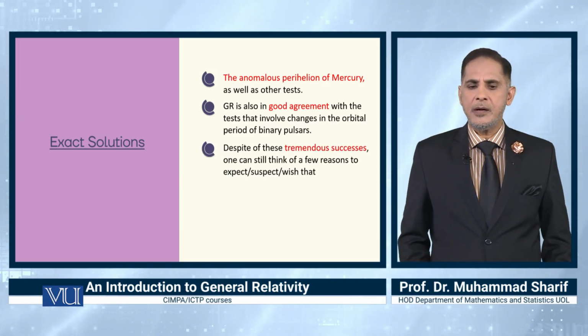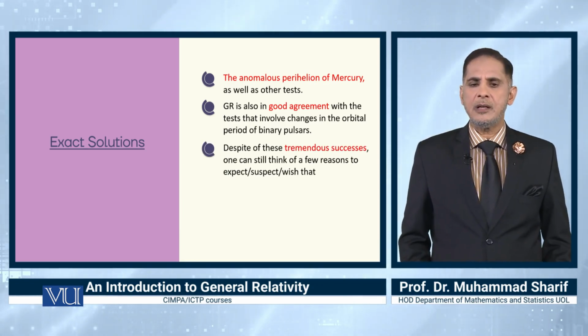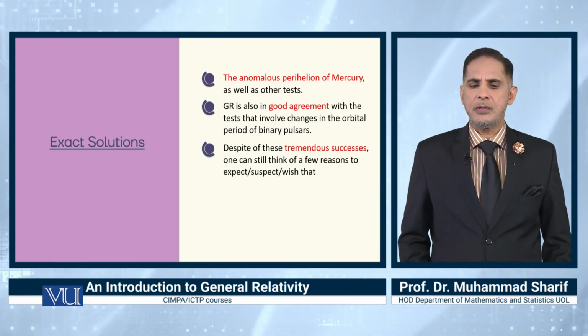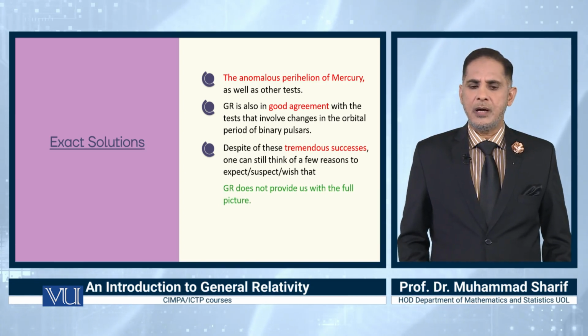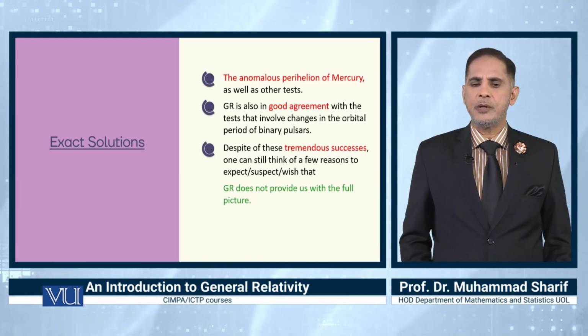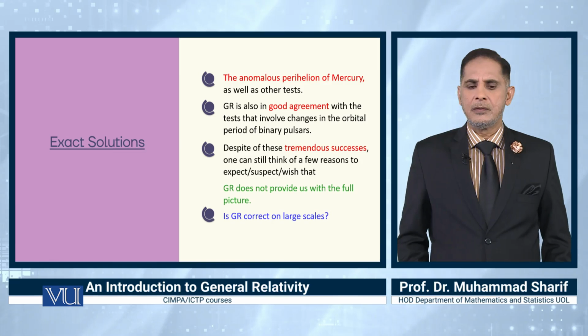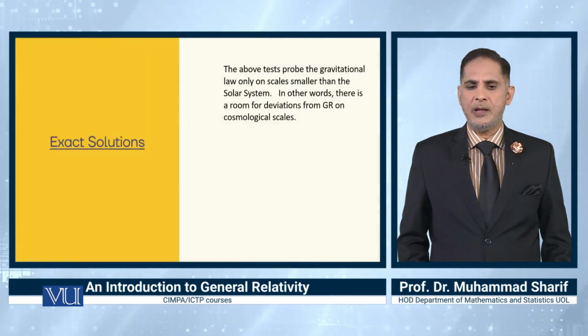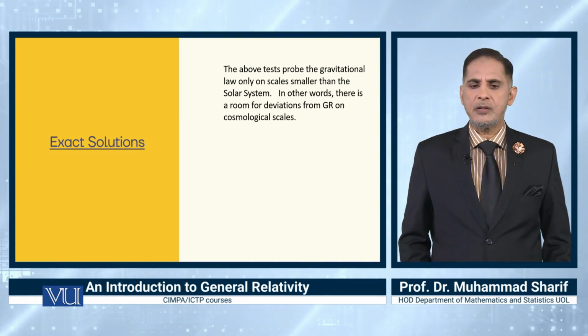Despite these tremendous successes, one can still think of a few reasons to suspect that GR doesn't provide us with the full picture. Now, the question is whether general theory of relativity is correct on large scales. Well, the above tests probe the gravitational law only on scales smaller than the solar system. In other words, there is room for deviations from GR on cosmological scales.